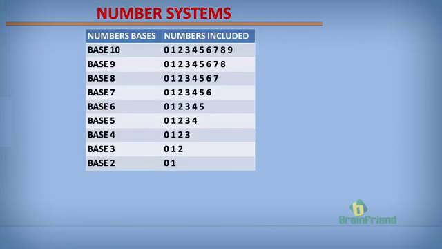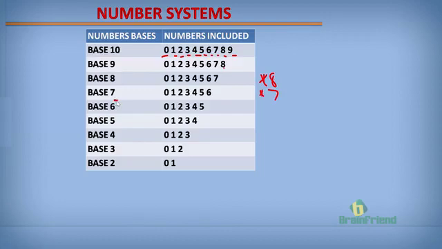Okay, now number bases and the numbers included. For base 10, we have the numbers 0, 1, 2, 3, 4, 5, 6, 7, 8, and 9. A number in base 9 will only have 0, 1, 2, 3, 4, 5, 6, 7, 8. It will not have 9. A number in base 8 will have 0 up to 7, but it will not have the number 8 in it. It may have any of these numbers, but it will not have the number 8. The same thing goes for 7. It spans from 0 to 6. There is no number 7 in it because it's a base 7 number.